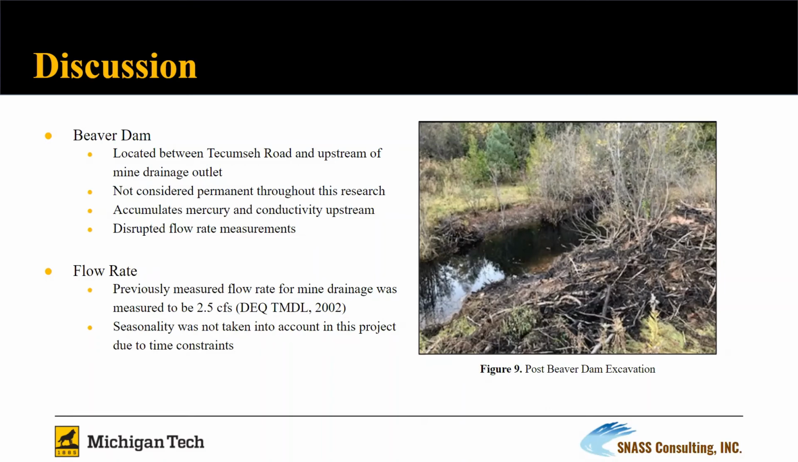In October, one of the beaver dams was removed, as shown in the picture. The previously measured flow rate of the mine drainage was 2.5 liters per second, measured by the DEQ in 2002, and there's the TMDL, which is fairly similar to what we provided. But seasonality was not taken into account due to time constraints, since we only worked on this project in the fall, and the historical measurements that were used were also data that was taken in the fall.